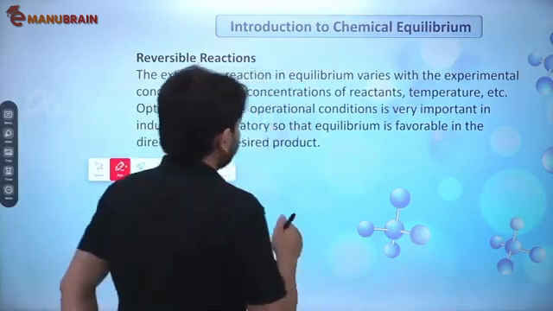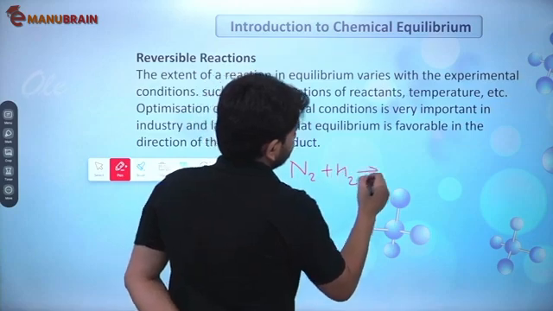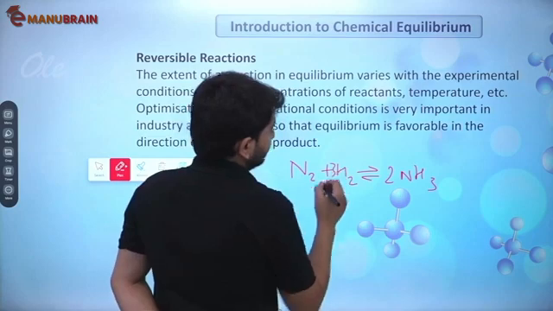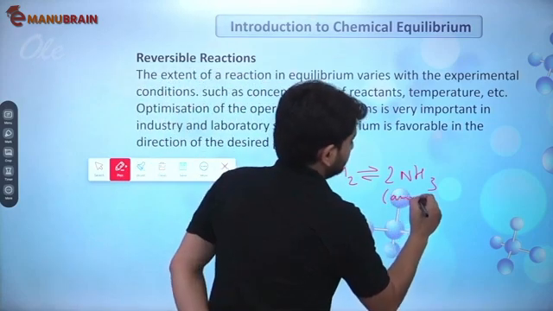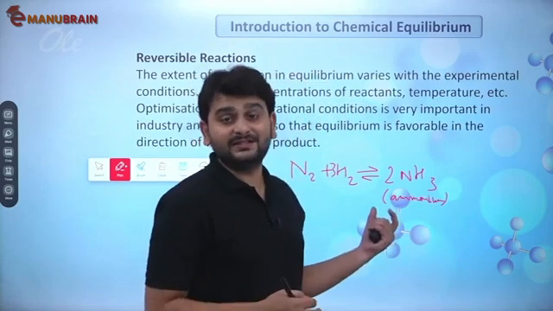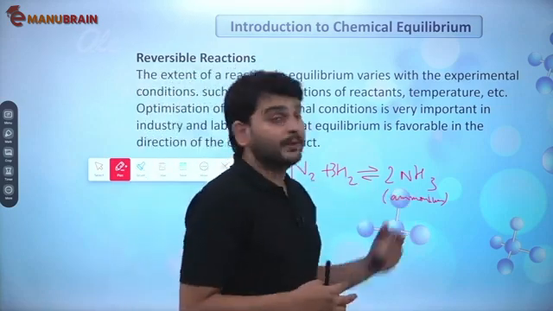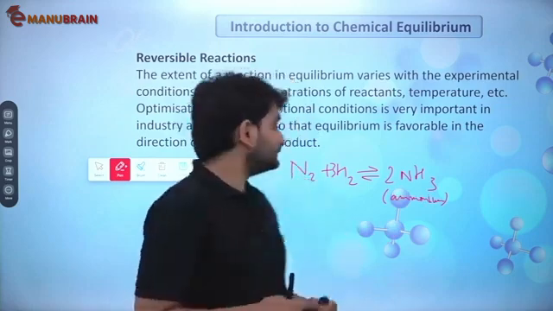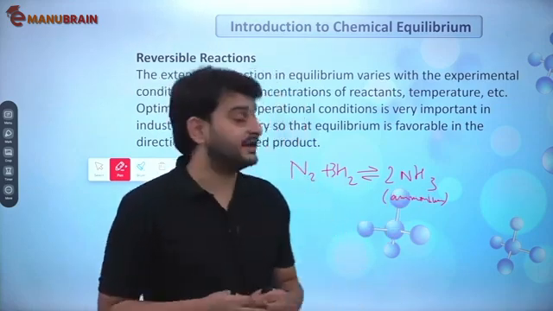For example, you might be knowing that this reaction is used in the preparation of ammonia. This is Haber's process. So if equilibrium is reached, no matter what you do, no more ammonia is being formed. This is disastrous for the industry. We want ammonia to be produced. That is why the whole system is designed.